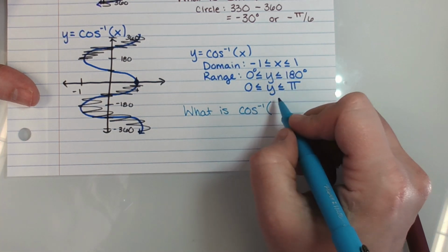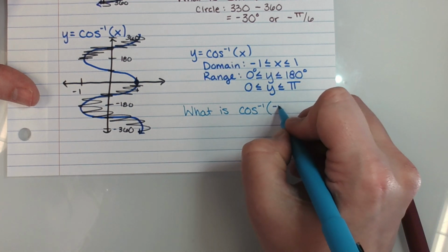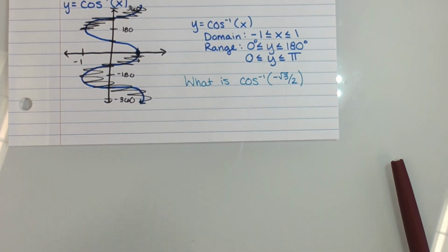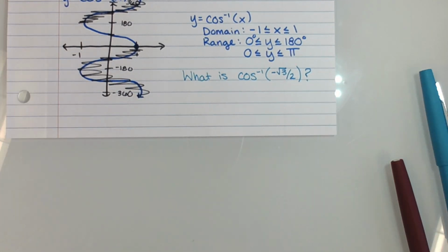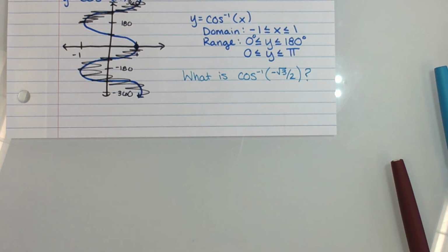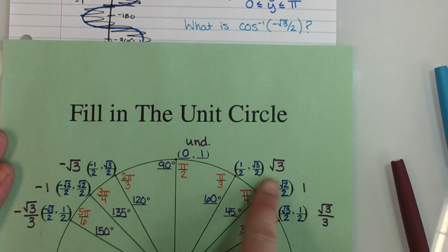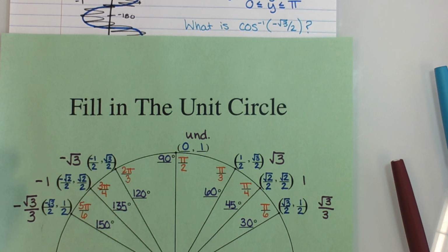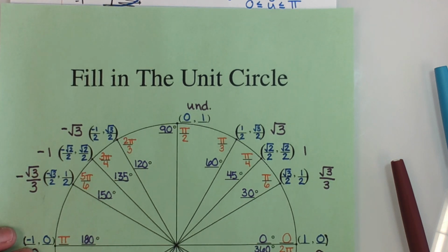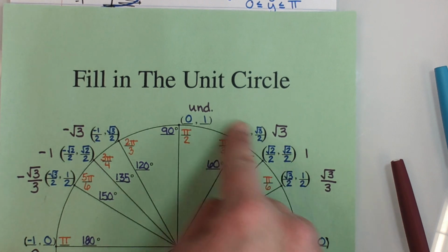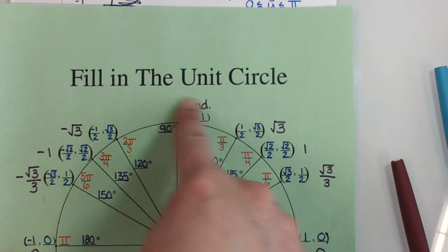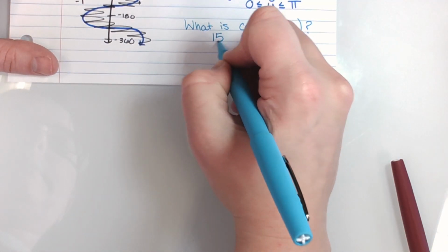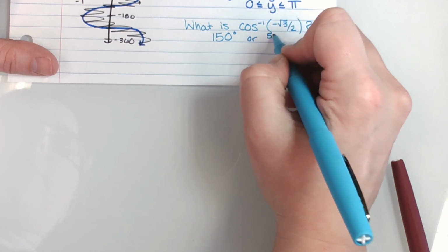Knowing that information allows us to do things like use our unit circle to figure out what cosine inverse of -square root of 3 over 2 is. Because if my range is between 0 and 180, then on my unit circle, I'm just looking at the top part and just straight up using those angles. Cosine is the x value, so x is -square root of 3 over 2, between 0 and 180: 150 degrees, or if we were working in radians, 5 pi over 6.